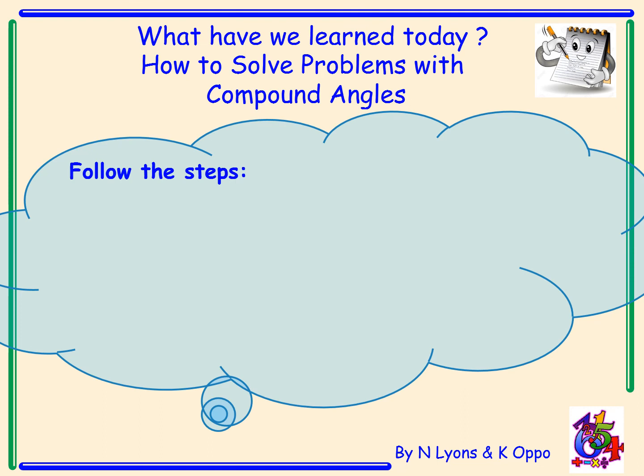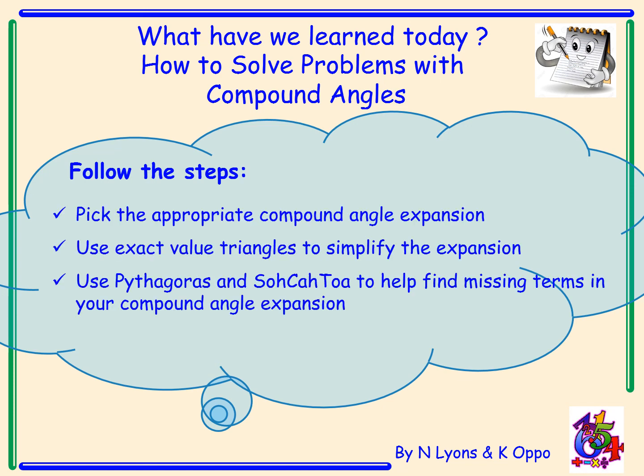So what have we learned today? We've learned how to solve problems with compound angles. Again, it is important that we choose the appropriate compound angle expansion, and very important that we copy the expansion correctly from the formula sheet. We may need to use exact value triangles to simplify the expansion, or we may need to use Pythagoras or SOHCAHTOA to help find missing terms in the expansion.